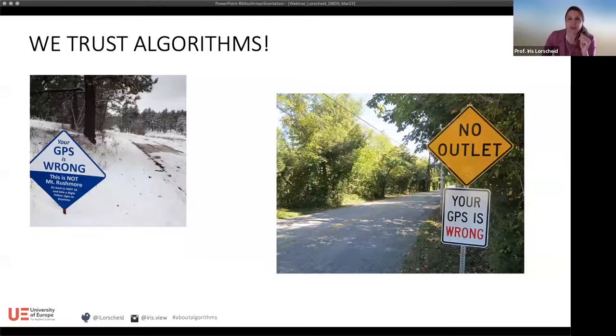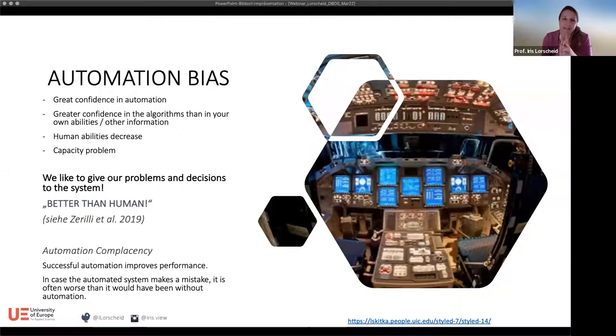And it has a name, and I want you to know this name. And this is automation bias. We as people tend to have great confidence in automation. We have even greater confidence in algorithms than in our own abilities. We think Google is right, GPS is right, it's not us. And with that, our human ability even decreases, and this is a capacity problem. We give our problems and decisions to the system. We think it's better than human, automation bias. And we like to give it to a system. So when we build these products that react with algorithms on data and create consequences, we need to be very responsible with that because we know that other people rely on that fully.